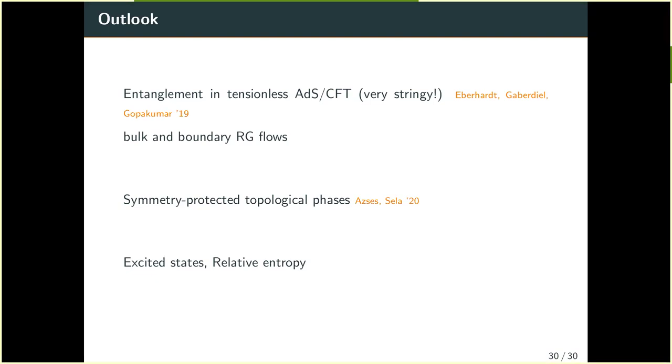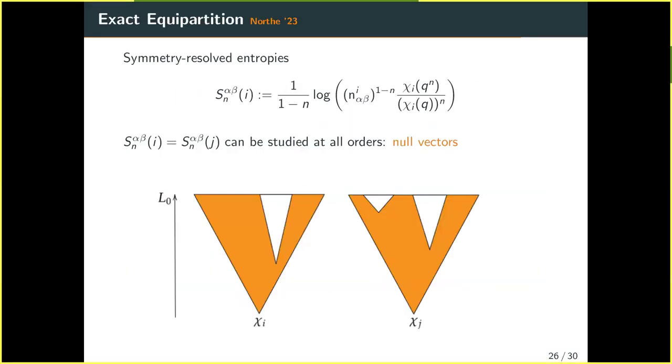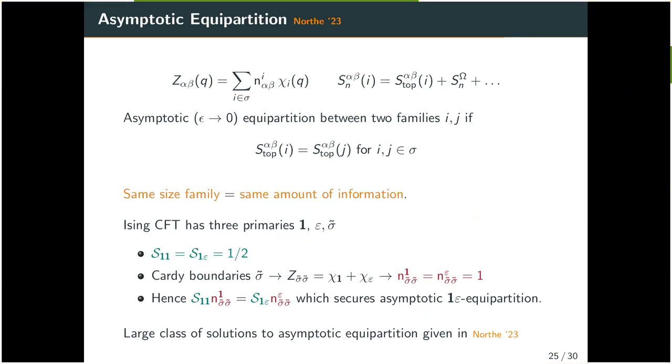Just to get the structure clear in my head, you mentioned the Ising conformal field theory, and some boundary conditions that you're allowing here. Alpha and beta run through the three primaries. Is that correct? Which two primaries? Sorry, three primaries.